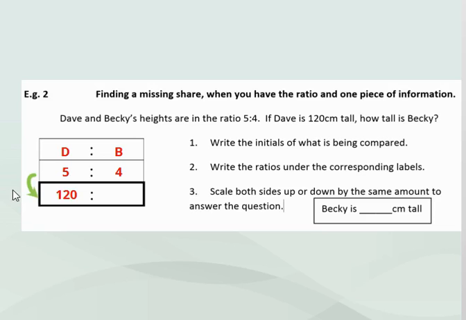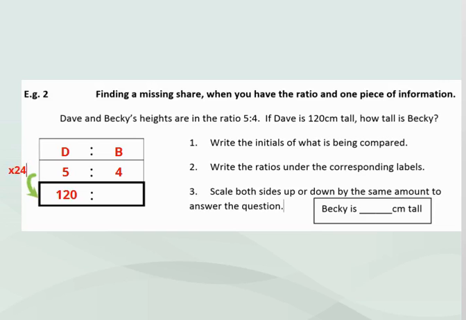How many 5s in 100? Well, we know that there are 20 5s in 100, so we hold the number 20 in our head. How many 5s in 20? We know there are 4. So now we know that to get from 5 to 120, we've multiplied by 24.